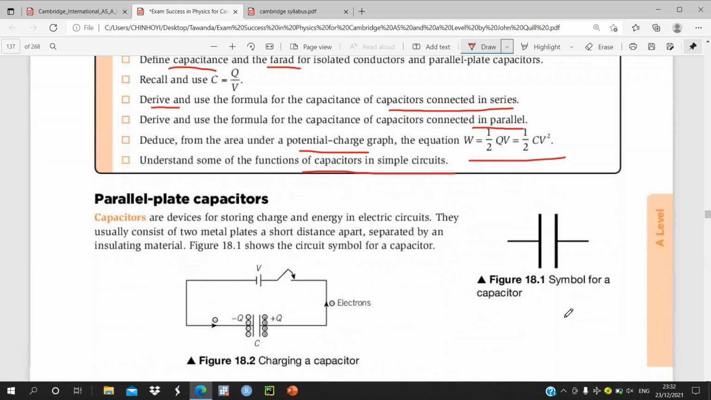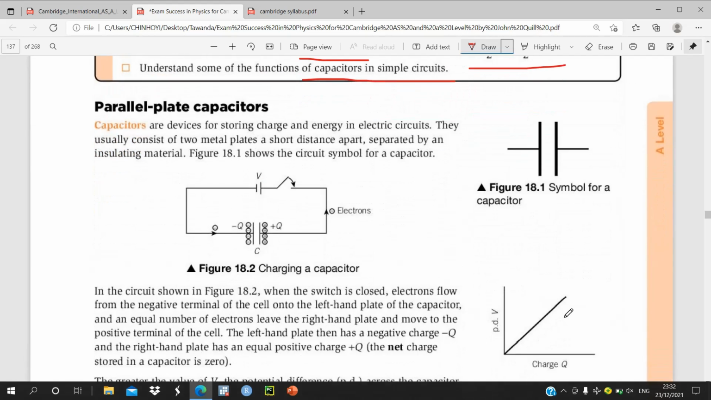So we can move on to the parallel plate capacitor. Here is the symbol for a capacitor. This represents a parallel plate capacitor. Generally, capacitors are devices used for storing charge and energy in electrical circuits. So that's the main function of a capacitor.